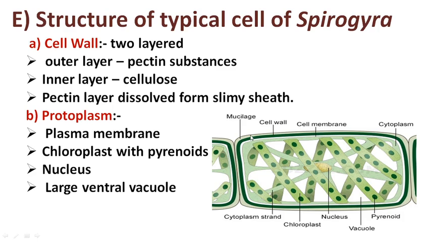The outer pectin layer dissolves in water and forms a slimy sheath, or mucilage sheath, sometimes referred to as the third layer of the cell wall, which makes the filament slippery to touch. See, this is the end or cross wall. The end or cross wall has three layers. There is a middle septum or lamina made up of pectose, with a primary wall with a cellulose layer on either side.